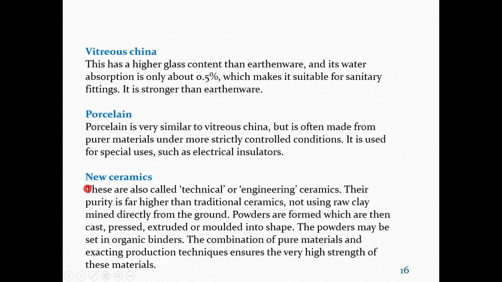Then we have the new ceramics. They are also called technical or engineering ceramics. Their purity is far higher than traditional ceramics, not using rock clay mined directly from the ground. Powders are formed which are then cast, pressed, extruded, and molded into shape. The powders may be set in organic binders. This combination of pure materials and exacting production techniques ensures a high strength of this material. This is mainly an improved form of the normal ceramics.